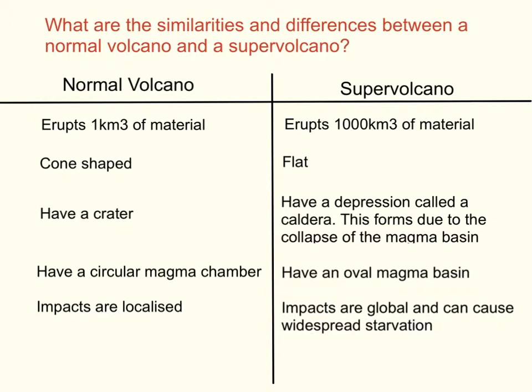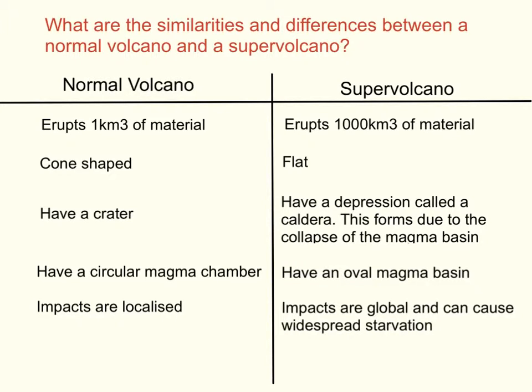So the similarities and differences that exist between a normal volcano and a supervolcano relate to how much material is ejected, their shape and their impacts. I have structured it here into a table so that you can complete a like-for-like structure, because usually this information will be tested in a compare and contrast question. So a normal volcano erupts 1 kilometre cubed of material when the eruption goes off. In contrast, a supervolcano erupts 1,000 kilometres cubed of material, so a lot more than a normal volcano does.